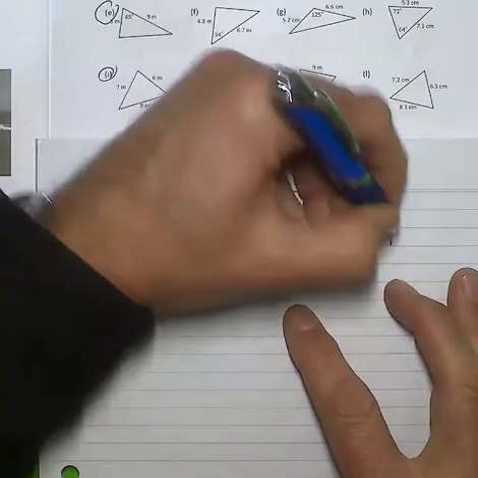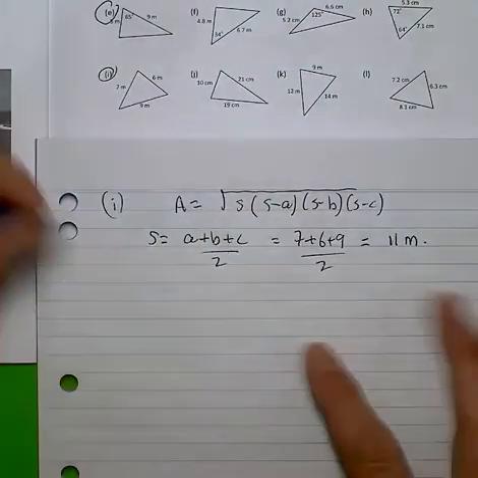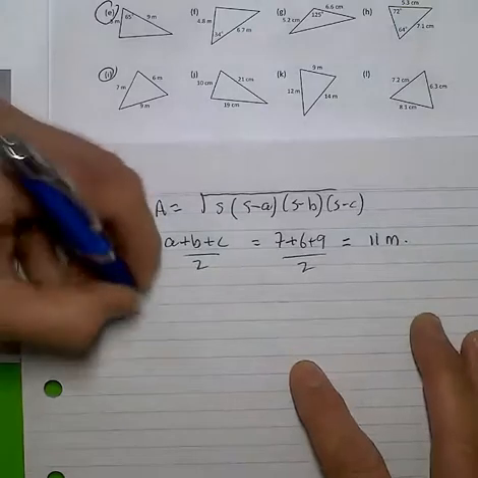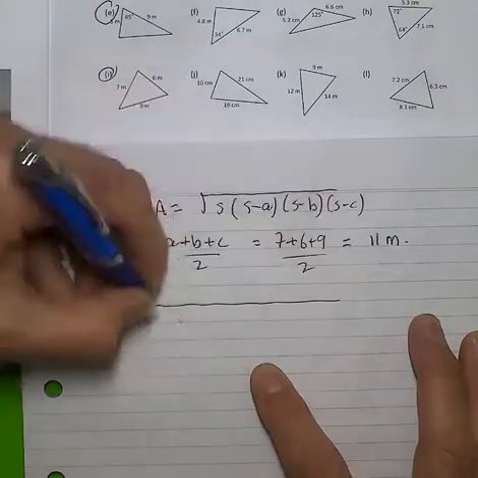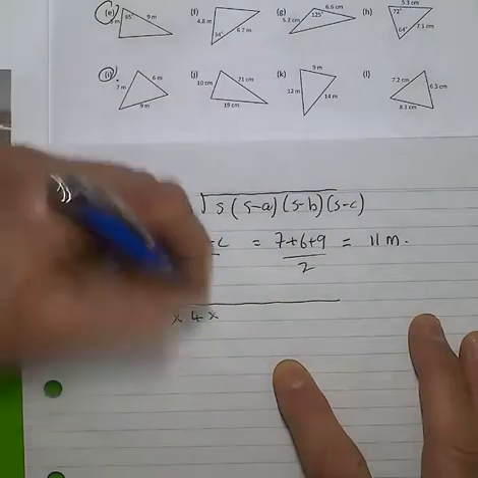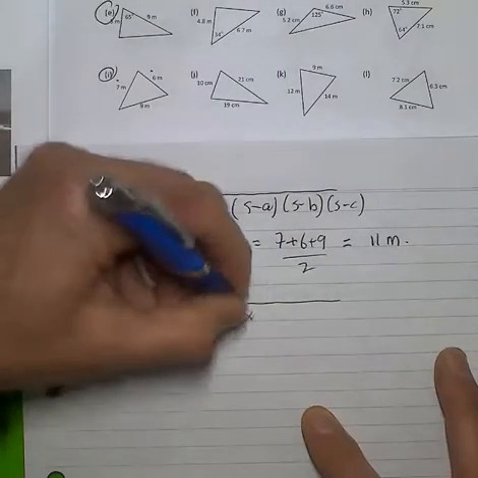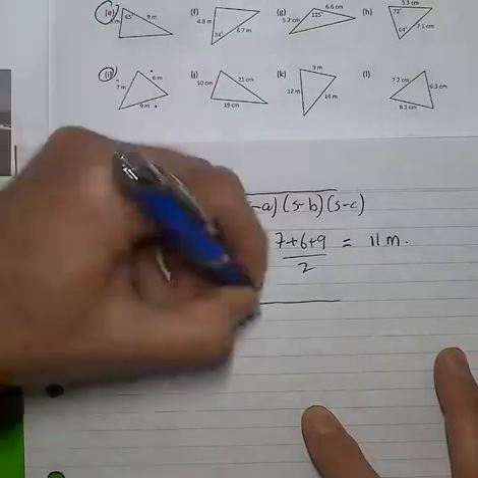which will give me 11 metres. So working that through, and I'll start with the 7. 11 take 6, which is going to be 5. 11 take 9, which is 2.